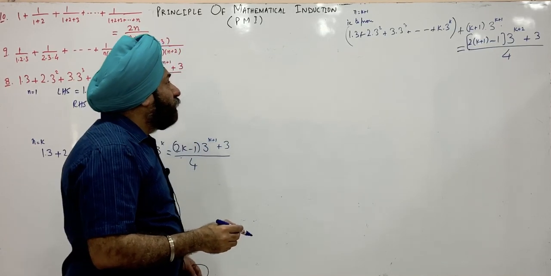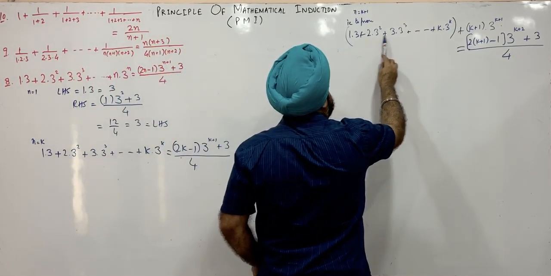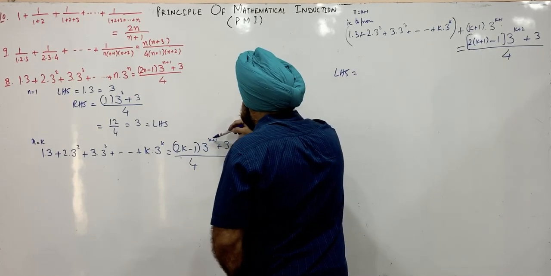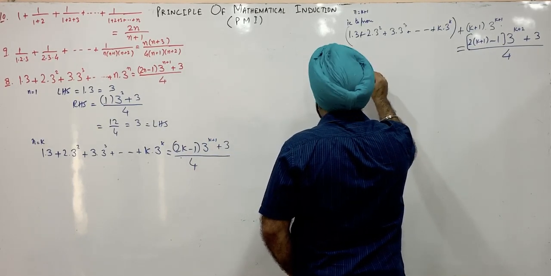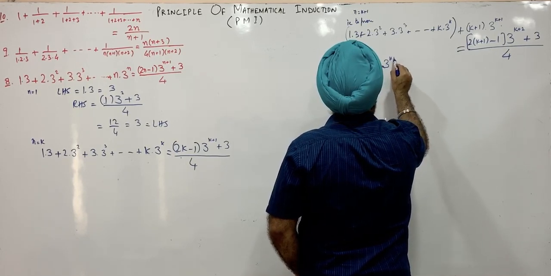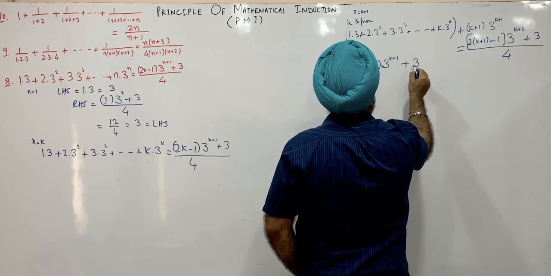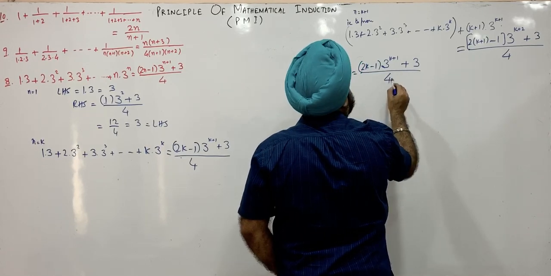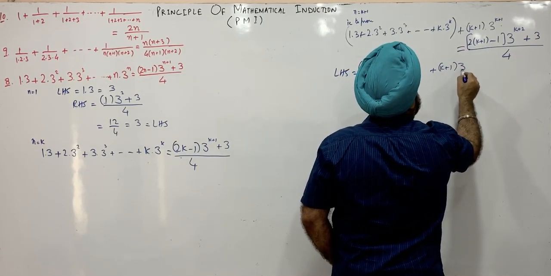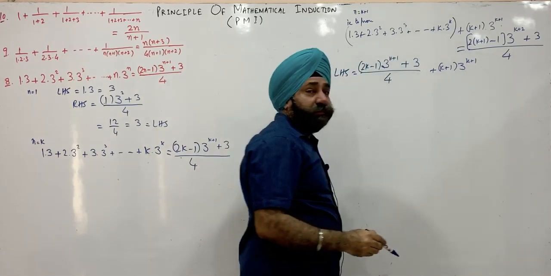And how do we prove it? We replace this sum by the result assumed in the second step, that's 2k minus 1 into 3 raised per k plus 1 plus 3 whole divided by 4, and plus this, which is k plus 1 into 3 raised per k plus 1.